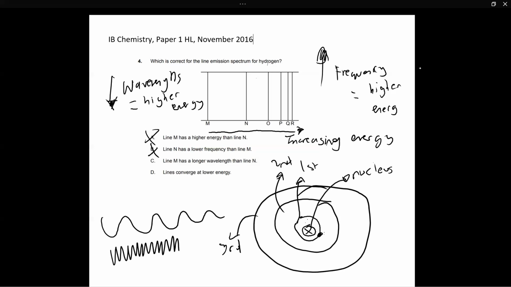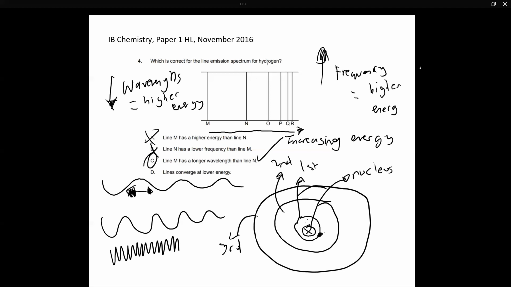And well, wait a minute. We said that smaller wavelengths is equal to higher energy. If a wavelength is long, this means that it doesn't have that much energy. And we know that M has a smaller amount of energy than N. So this does seem correct, right? Because if M has a longer wavelength, that means that it has lesser energy. And according to our emission spectrum, M does have lesser energy than N. So yes, C is the correct answer.